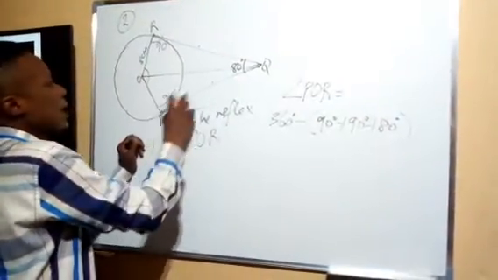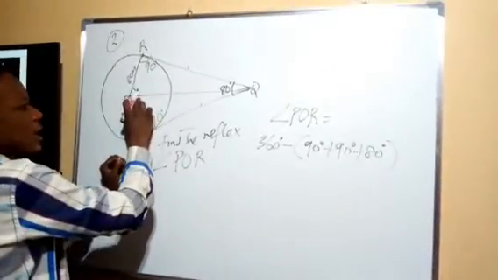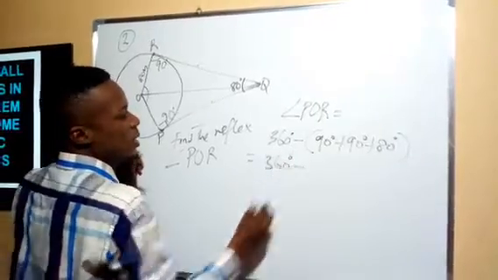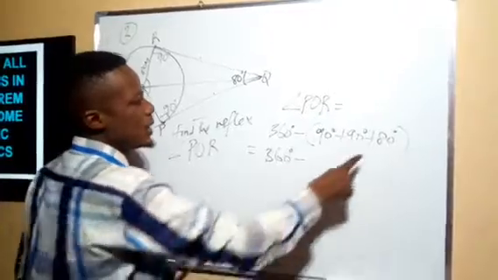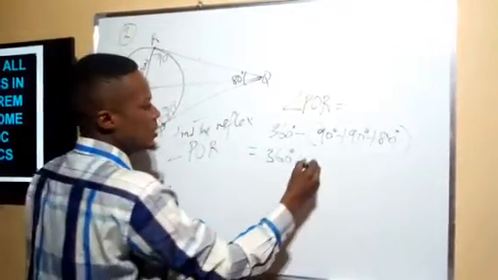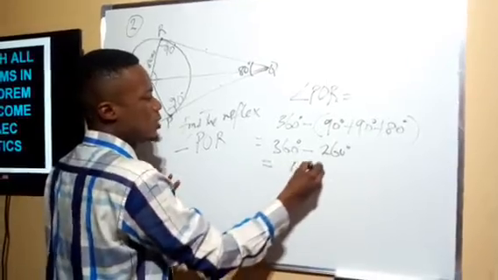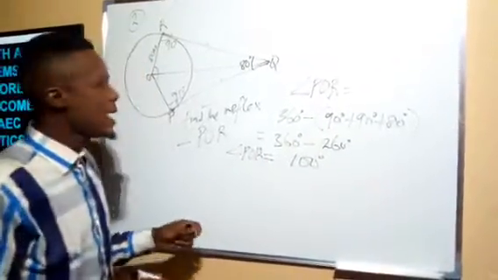So I'm going to sum 90, 80 and 90 and remove it from 360 degrees to get the angle here. So I'll have 360 degrees minus 90 plus 90, which is 180. 180 plus 80 will give us 260 degrees. When I subtract, I will get 100. That is angle POR. But WAEC is tricky.